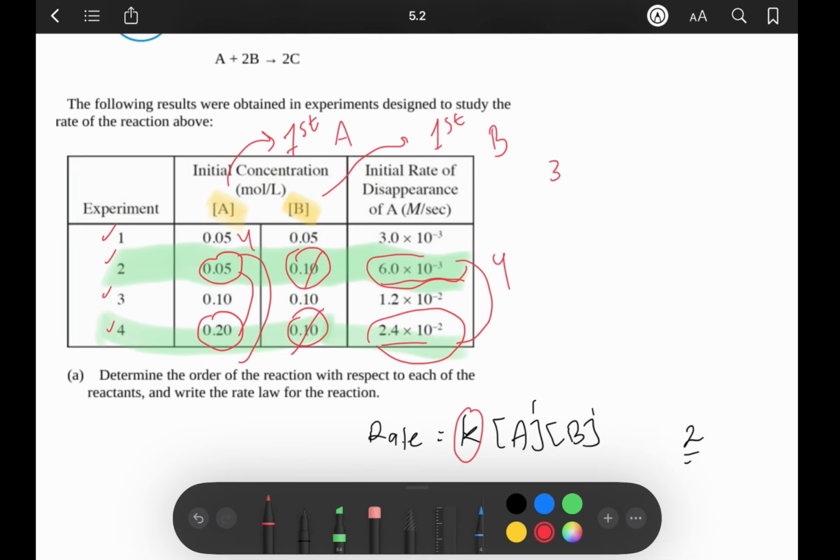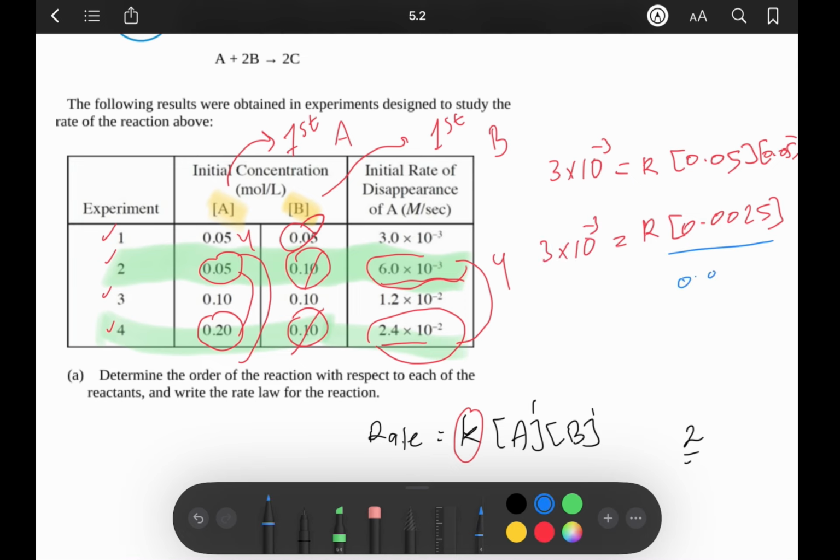We have 3 times 10 to the power negative 3 for the rate, and here we have K, which is unknown to me. The concentration of A is 0.05, and for B, it's 0.05 as well. Okay, so here we have the K value multiplied by 0.0025, and here we have 3 times 10 to the power negative 3. Okay, by dividing over this number.